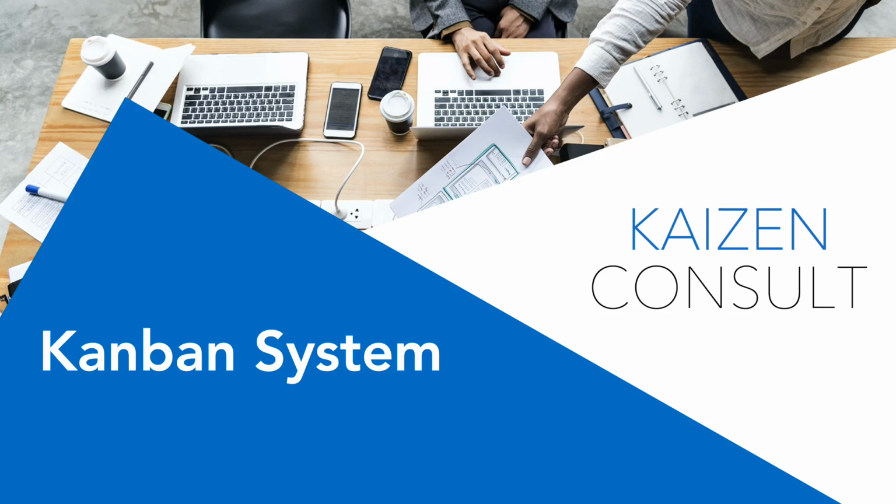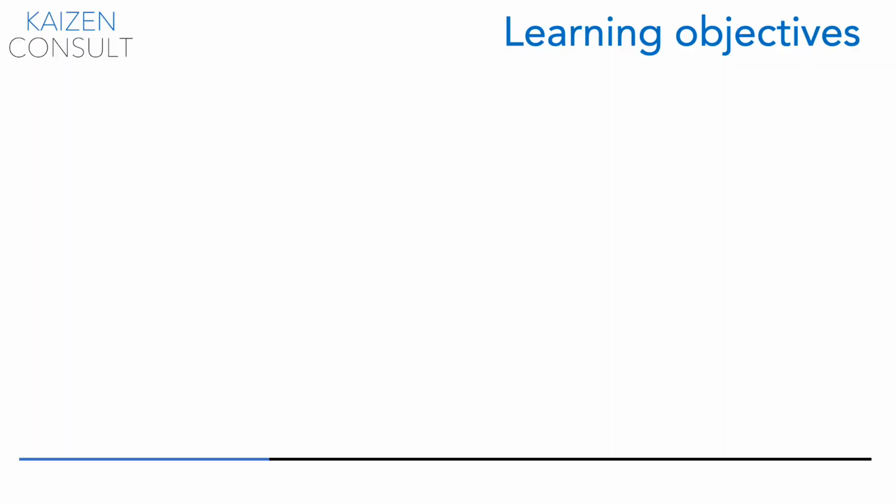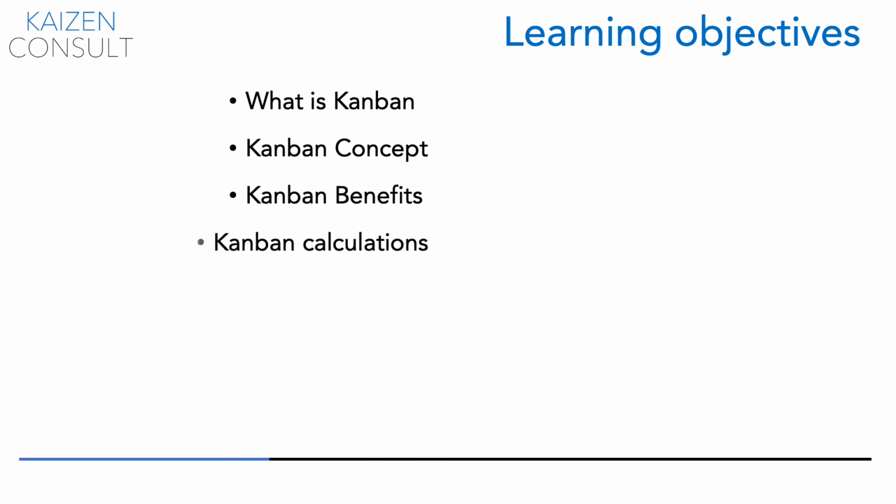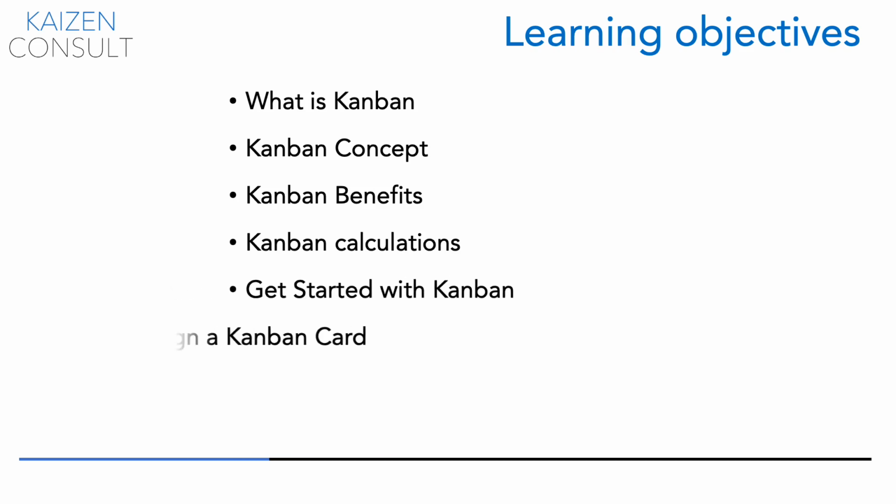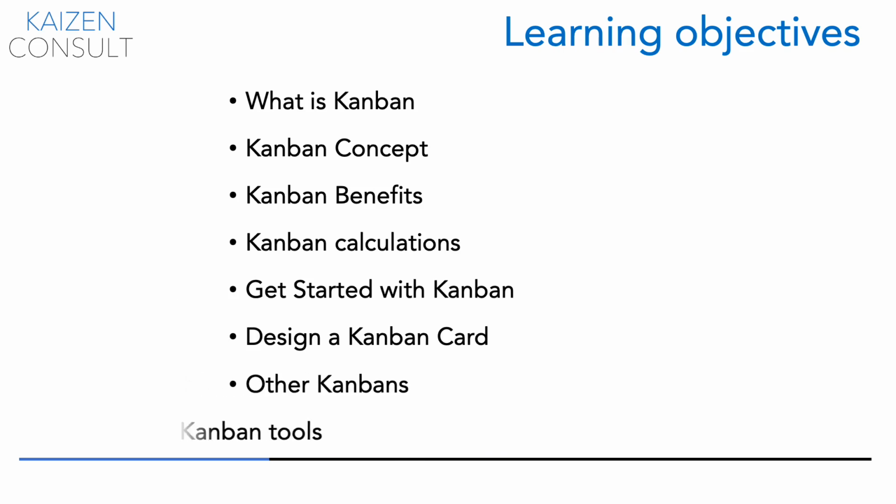In this session, we will be presenting the Kanban system and its use. The objective of the current training is to learn the benefits of Kanban system and the way to design and implement it. We will be looking at the following. What is Kanban? The Kanban Concept, the Kanban Benefits, the Kanban Calculations, how to get started with Kanban, how to design a Kanban card, then other Kanbans, and the types of Kanban tools.